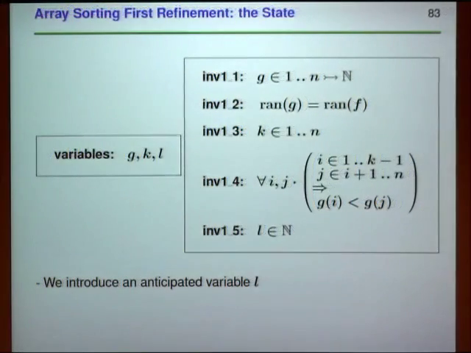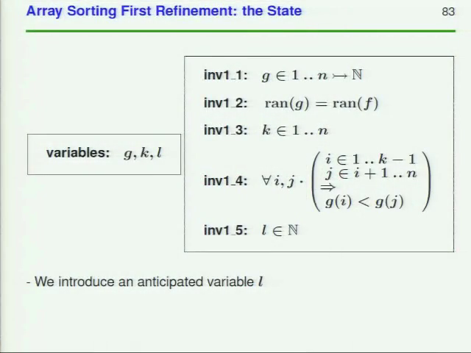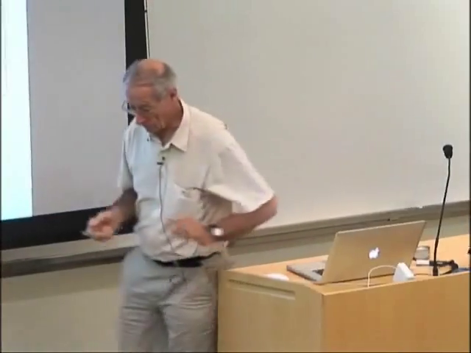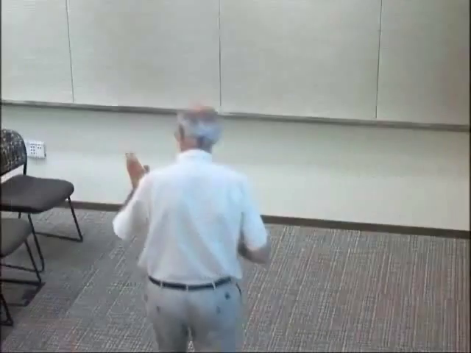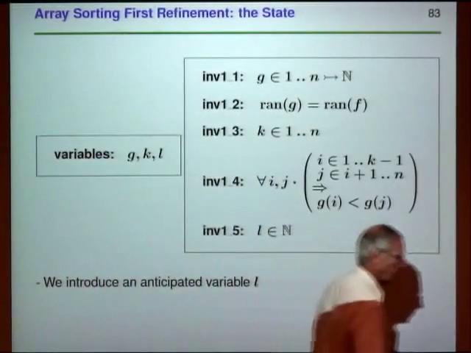G is now an injective function. The ranges are the same. K is in 1..n. And here, this is exactly what I've said in this diagram. For all I in 1..k-1 and J in I+1..n, G(I) is smaller than G(J). So this means that this is sorted until k-1, and then all the elements from 1 to k-1 are smaller than the remaining elements. And we introduce an anticipating variable L at this point.